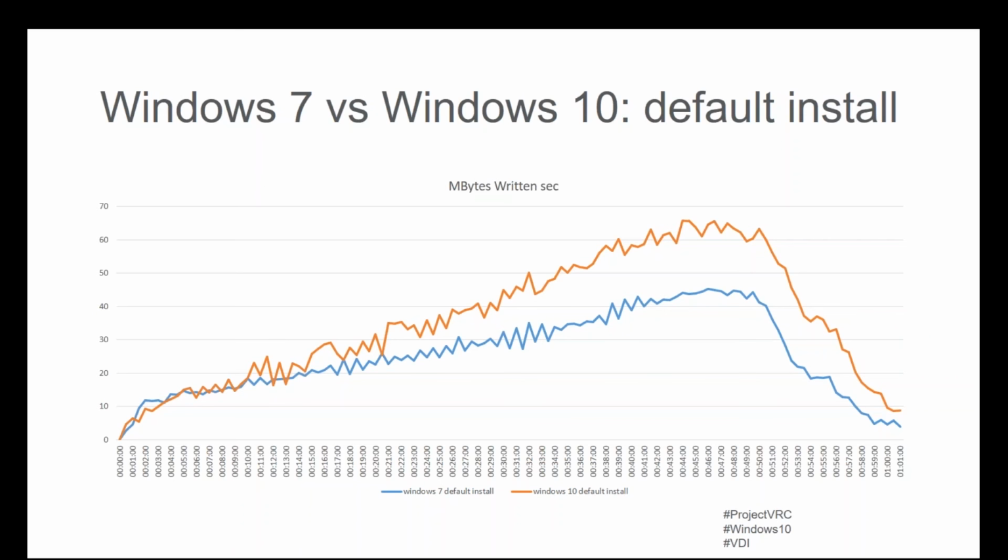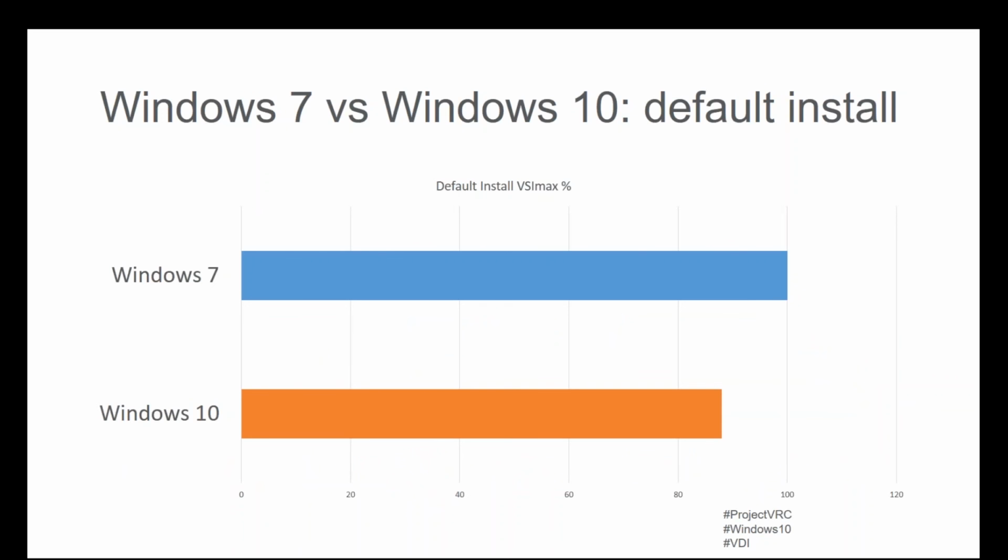So that means that if you've got 1,000 users on Windows 10 on a cluster of blades, then you're going to need to provide an extra 15% of hardware to be able to get the same number of users at the same user experience than you had previously.